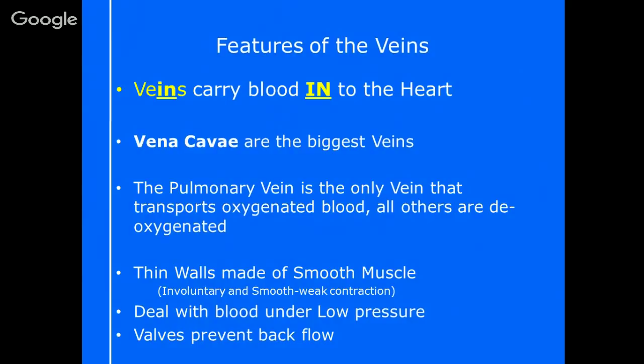The vena cava is the biggest of the veins, and I showed you this on the picture of the heart. You could see it coming in to the right atrium from the top and from the bottom. That's because we've got two vena cavas, one superior and one inferior, and that's the biggest of all our veins. But the pulmonary vein is the only vein that transports oxygenated blood. All the others are deoxygenated.